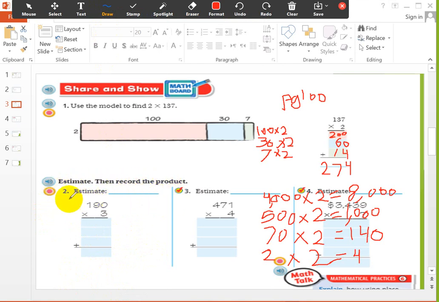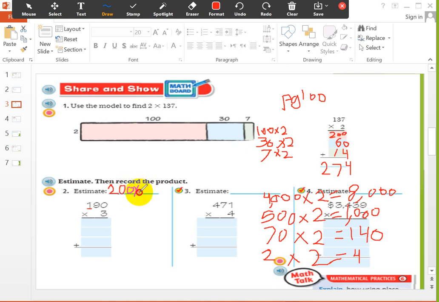Okay, let's estimate. How will I estimate the answer? I have to round the number. So let's round the number to the nearest hundred, because this is the hundreds digit. Before the hundreds, I have 9. 9 is greater than 5, so that means I will add 1 to the hundreds. It will be 1 plus 1 equals 2. And the digits before it will be 0. So it will be 200.